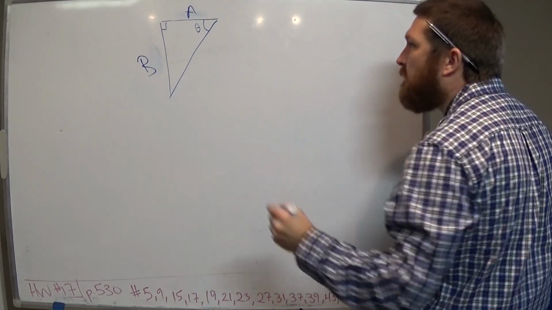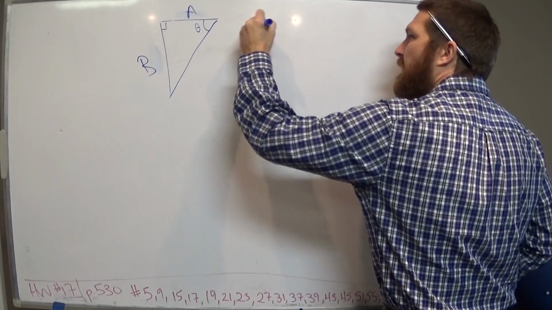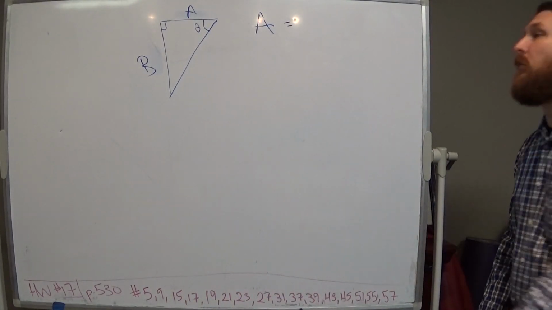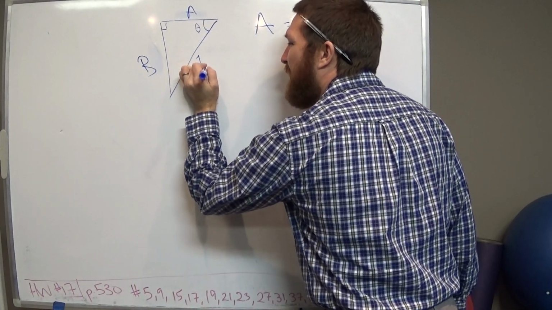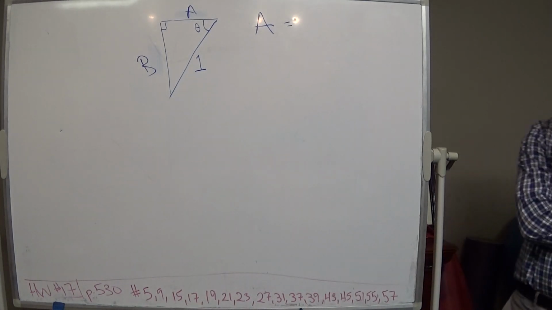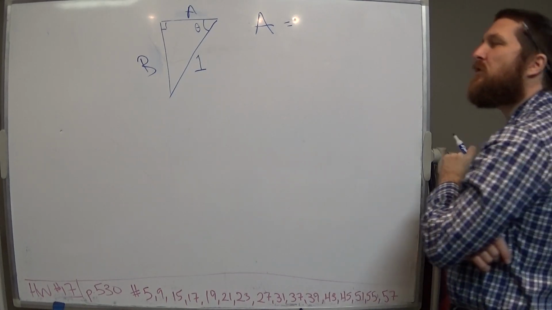Now, what I want is, give me A in terms of theta. Ooh, this is important here. If we didn't have this right there, yeah. But if the hypotenuse is a 1, then A is equal to? Cosine of theta. It should be cosine theta.